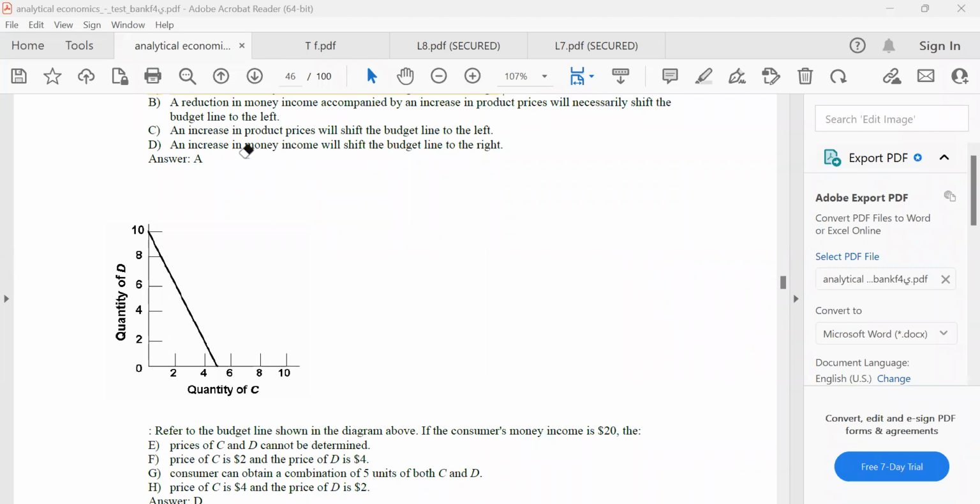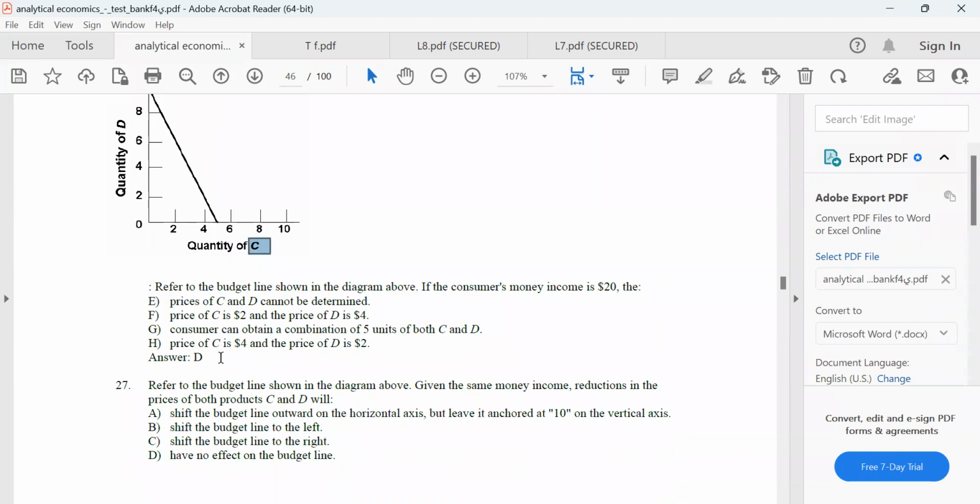بعد كده بنشوف شكل البادجت لاين اهو يا شباب، وهنا quantity of D و quantity of C. محدش يجي يقول لي quantity و price، لا، البادجت لاين ده بيربط لي quantity ب quantity، وده الماكسيمم quantity. ده يعتبر بالنسبة لي الماكسيمم quantity of D والماكسيمم quantity of C. Refer to the budget line shown in the diagram above. If the consumer's money income is 20, the prices of C and D cannot be determined. Price of C is $2 and the price of D is $4. Consumers can obtain a combination of 5 units. Price of C is $4 and the price of D is $2.